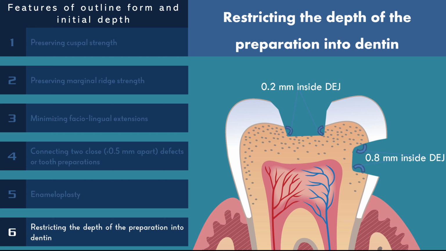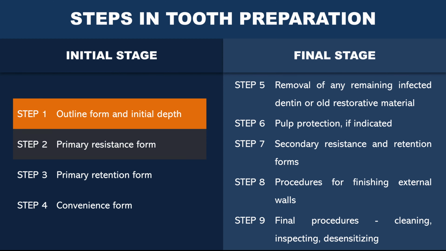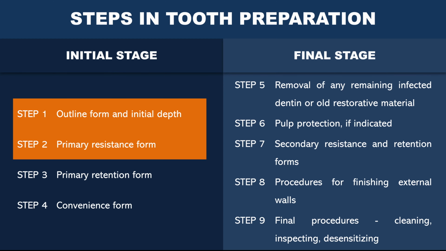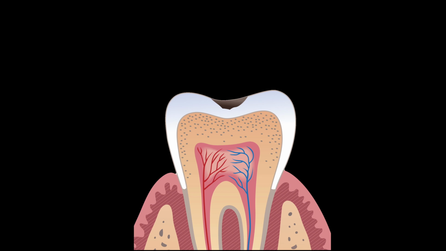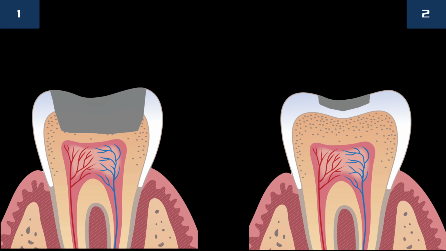Now let's move on to the primary resistance form, which is the second step in tooth preparation. Let's start with a small example. In this picture, you can see that there is a dental caries. We have prepared the tooth and restored it with a restorative material.